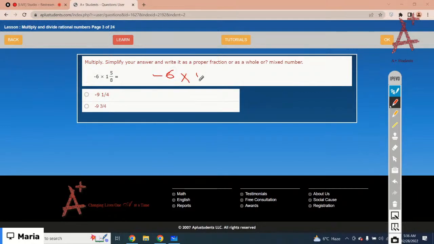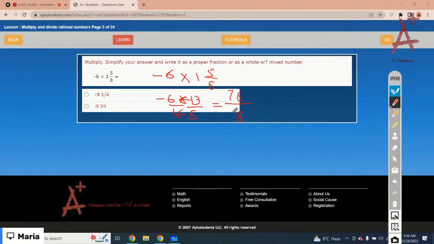Negative 6 times 1 whole 5 over 8. You have to do 8 times 1 and you have to add 5. It would be 13 by 8. You have to do numerator times numerator and denominator times denominator. So 13 times 6 is 78 and 8 times 1 is 8.